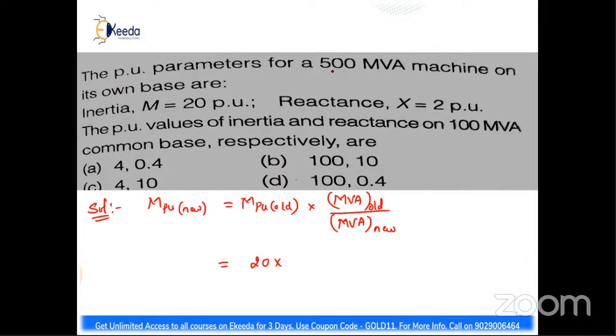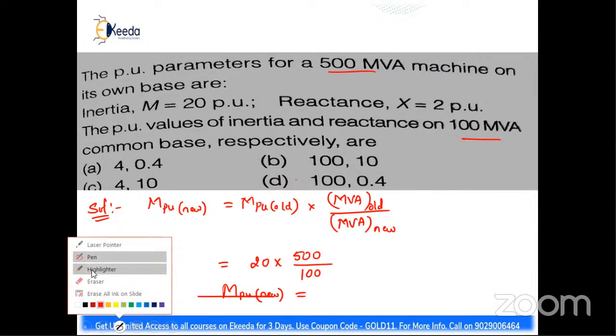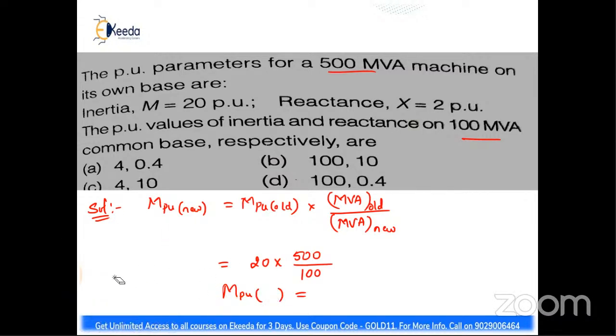So now what is the M value of old PU? That is 20, into MVA old is 500, right? MVA old is 500 and MVA new is 100. So therefore 500 divided by 100. If you solve this, that is 20 into 500 by 100. So what will be the right answer? The right answer is 100 per unit.